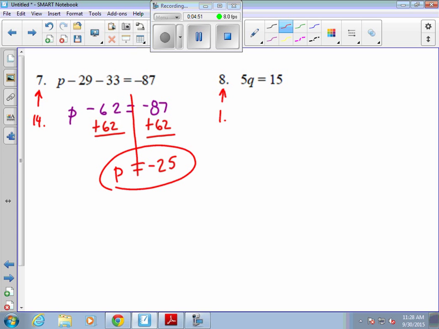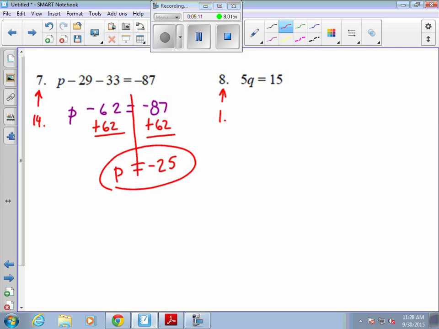Now the next problem, number 8, is number 1 that I had fourth period write in. Third period does not have this one written on their study guide. If you have 1 through 7 in third or fourth period, cross it out, and this was your number 1 problem right here that I wanted you to do.